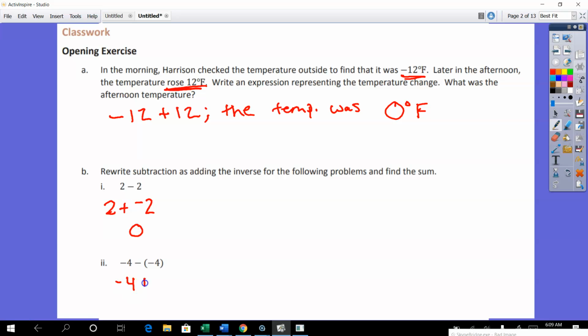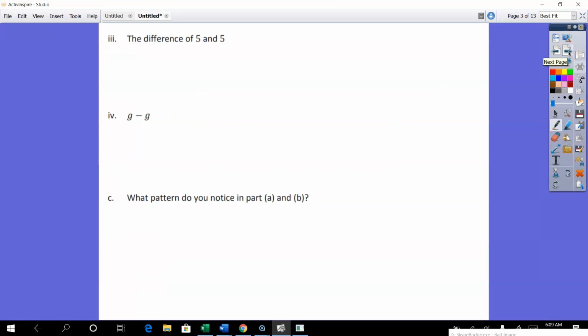-4, change, so we change this, we don't write plus 4, so -4 and +4 is 0. And they are additive inverses. Find the difference of 5 and 5, is how we would write that, and so therefore we would rewrite it as addition. Okay, different signs, they're additive inverses.